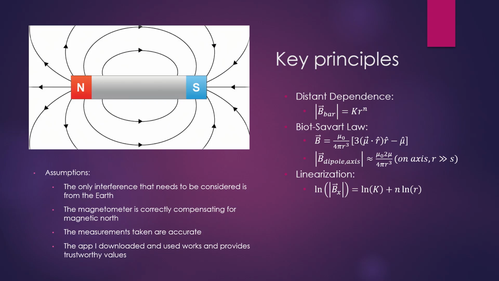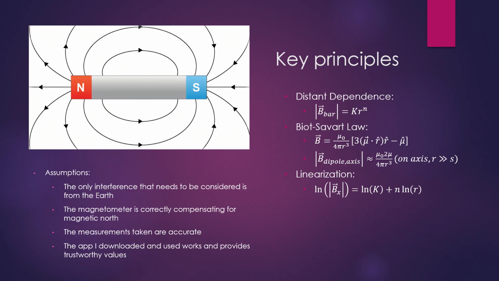Just to get started, I've got a couple key principles that we're going to be using in this experiment, such as the distance dependency formula and the Biot-Savart law, which can be used to calculate the magnetic fields. We're also going to be using the linearization equation, which we'll use once we start plugging all the data that we collect into our Excel spreadsheet.